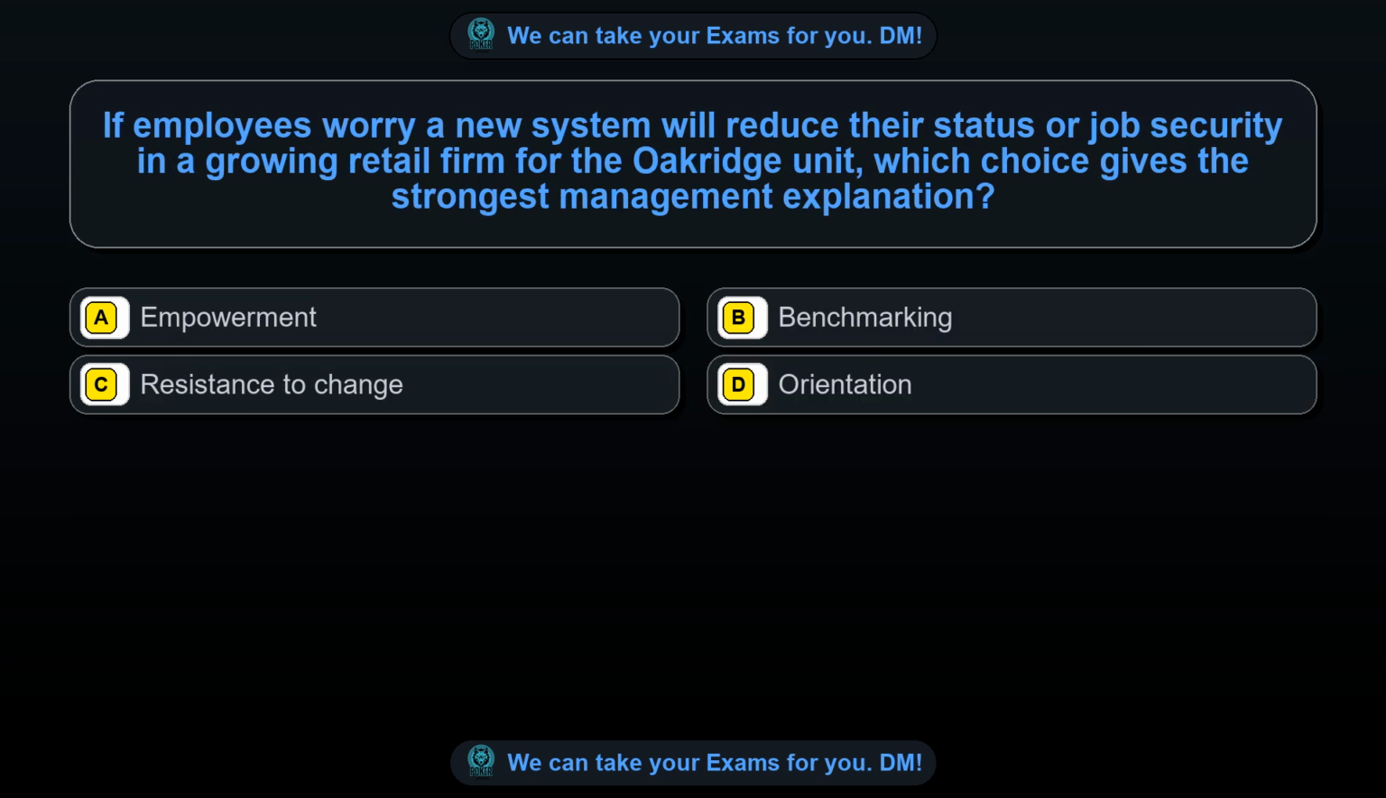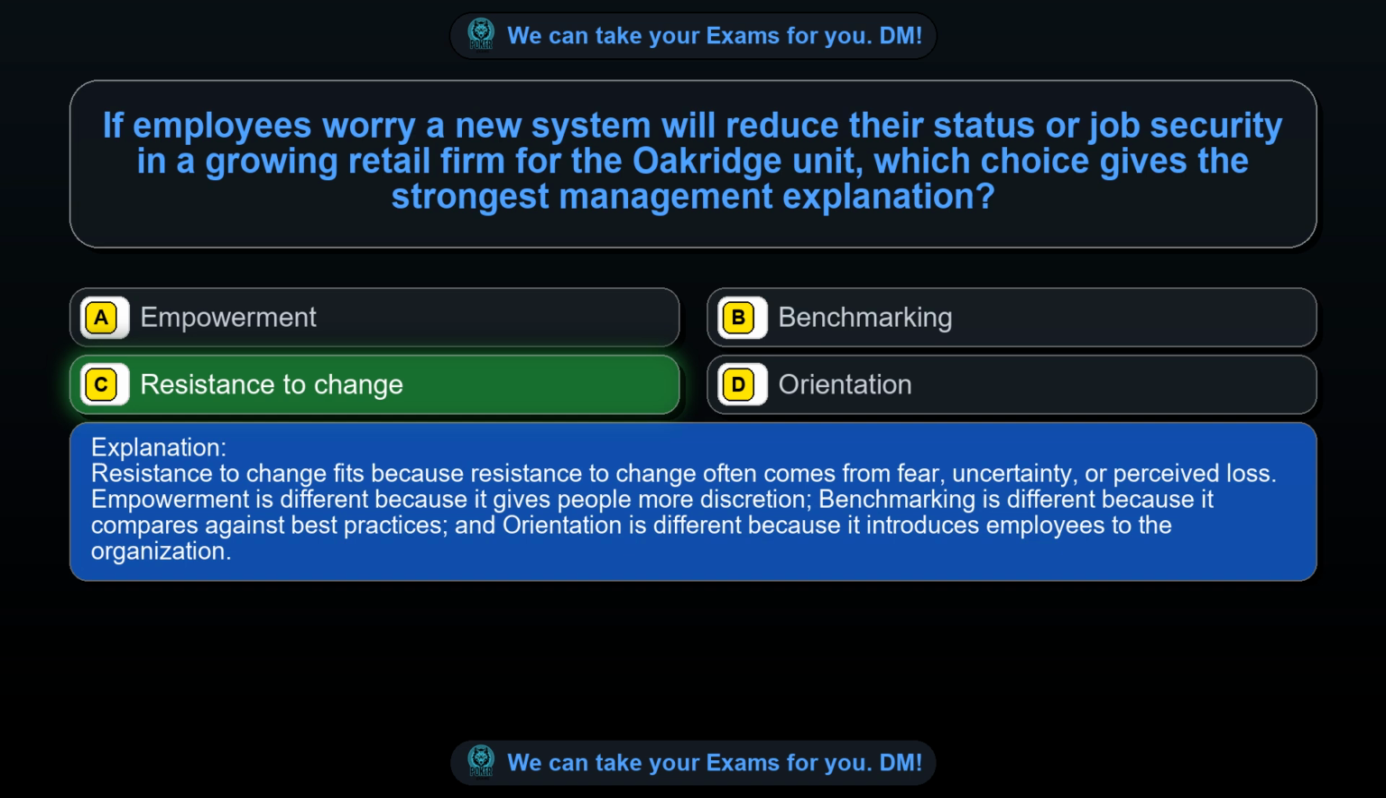Question 70. If employees worry a new system will reduce their status or job security in a growing retail firm for the Oak Ridge unit, which choice gives the strongest management explanation? Option A, empowerment. Option B, benchmarking. Option C, resistance to change. Option D, orientation. The correct answer is option C, resistance to change.